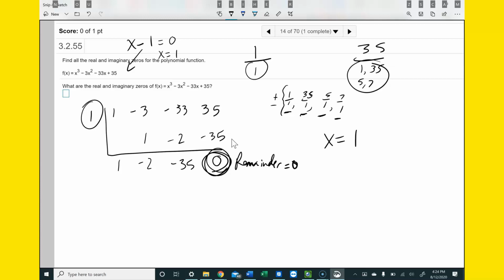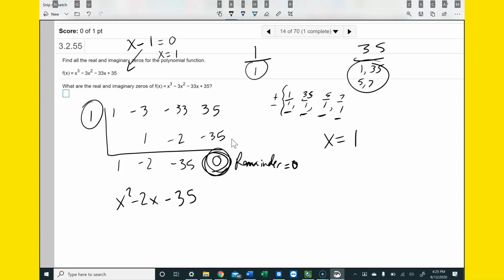How many zeros do I need to get in all? Since I'm finding the real and imaginary zeros, the total number of zeros is always going to be equal to the degree. So I've got to find 3 total zeros, real and imaginary. So I take what's left here. What is the polynomial that's left after I've divided out this factor? Remember, it starts one less degree than what we started with, so that's the x to the third. So this is going to be 1x to the second minus 2x minus 35.